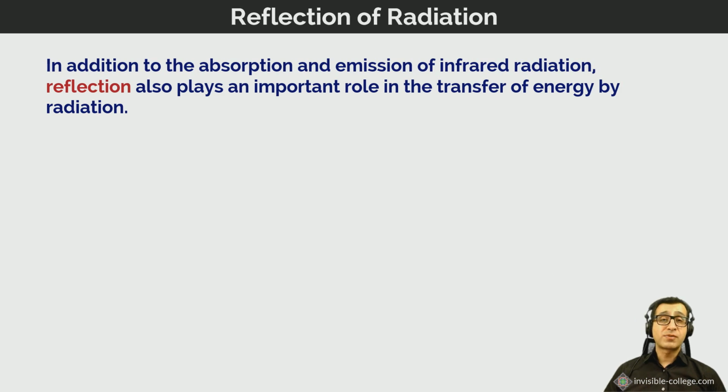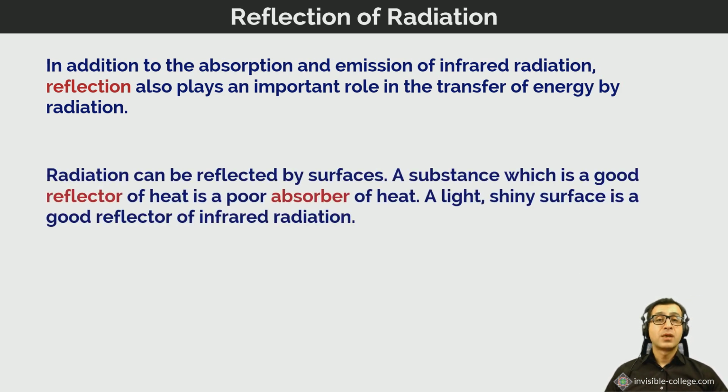And so a substance which is a good reflector of heat tends to be a poor absorber of heat. So as we saw, a light shiny surface is a poor absorber, but that means it's going to be a good reflector. A substance which is a poor reflector of heat is going to be a good absorber of heat. So as we saw in the previous example, a dark matte surface is a good absorber and a good emitter. Absorption and emission are affected in the same way by the same types of surface.